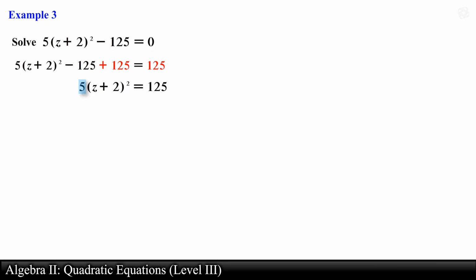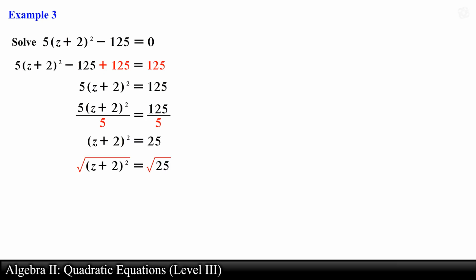In this case, notice that 5 is being multiplied by the binomial squared. So we first need to take care of the 5 before we take the square root of both sides. So dividing both sides of the equation by 5, we obtain the quantity z plus 2 squared equals 25. The next step is to take the square root of both sides. Doing that, we obtain the following. Z plus 2 equals positive negative 5.